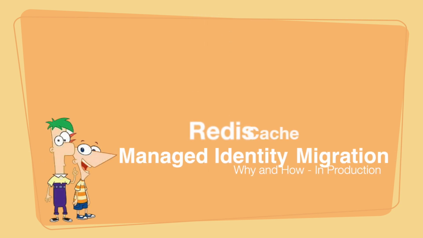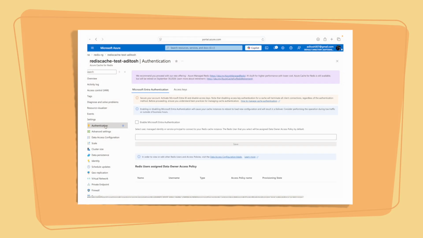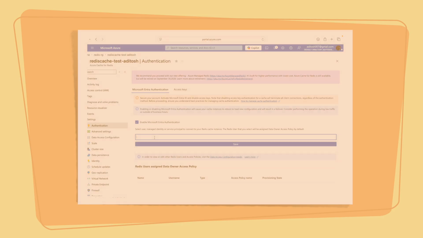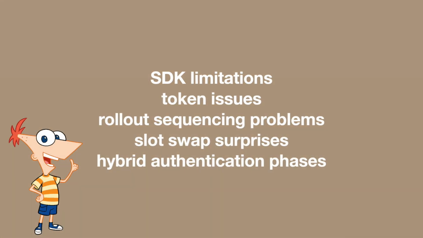If your production Redis cache is still using access keys, your application probably contains long-lived secrets sitting in app settings, pipelines, containers, or Key Vault references. And the scary part is, migration to managed identity is not just flipping a switch. There are SDK limitations, token issues, rollout sequencing problems, slot swap surprises, and hybrid authentication phases you need to think through carefully.